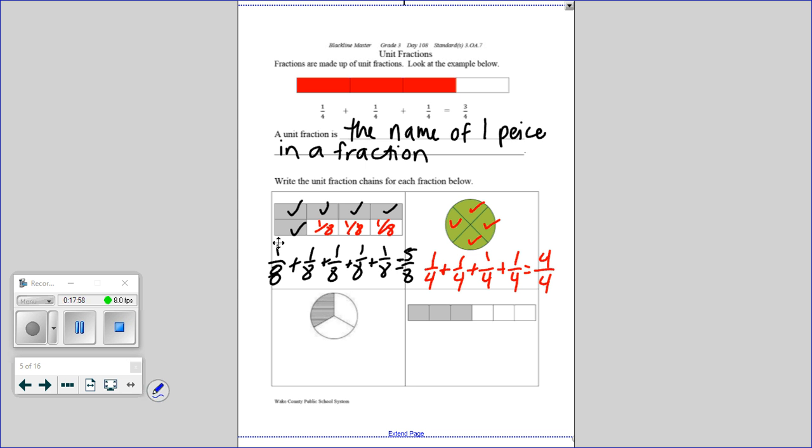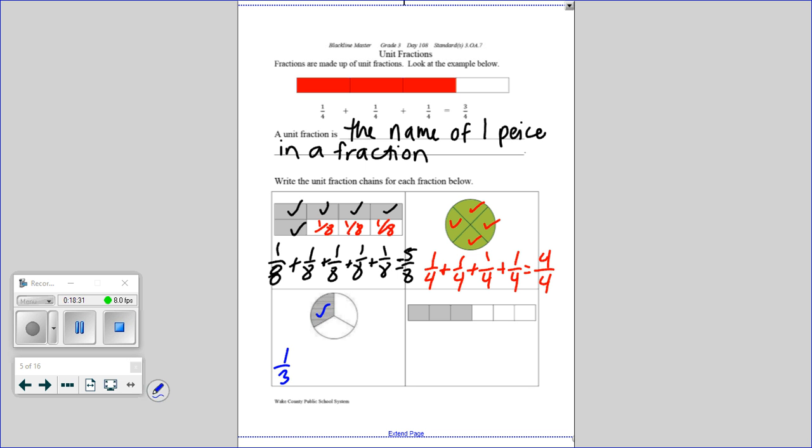I have 1 piece shaded and I want to name him. What is the name of our 1 shaded piece? Ryan, you think you know? 1/3. That's my only piece shaded. So what's the name of that fraction? 1/3. Last one.